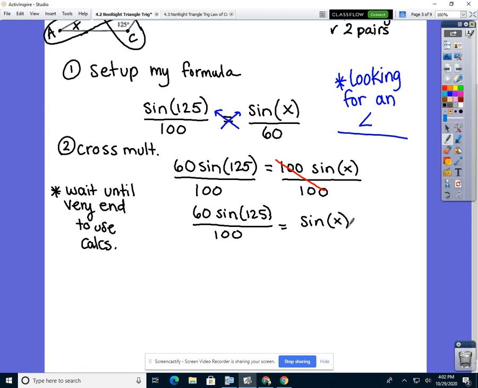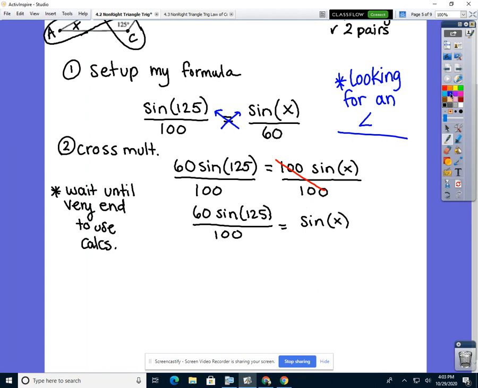All right, so now we have sine of x. We have 60 times sine of 125 divided by 100 equals sine of x. How are we going to undo this sine over here? Well, I'll pause so you think about it. The way that you undo a sine is using an inverse of sine. So many of you know this maybe as arc sine or sine to the negative 1 power, whatever else you call it. Some people use different words, that's fine.